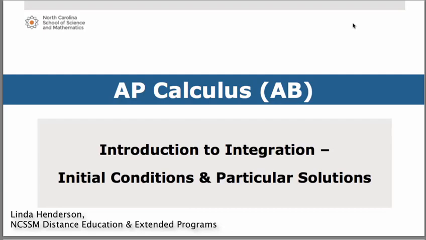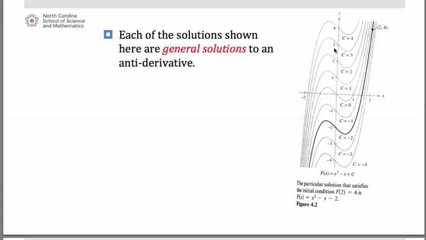We are now going to talk about integration using initial conditions and particular solutions. If you take a look at the graph here, you'll notice these are all the same shape. What we have here are the general solutions of an antiderivative. The antiderivative is x cubed minus x minus 2. And if you take a look at these graphs, they all obviously are cubic graphs.